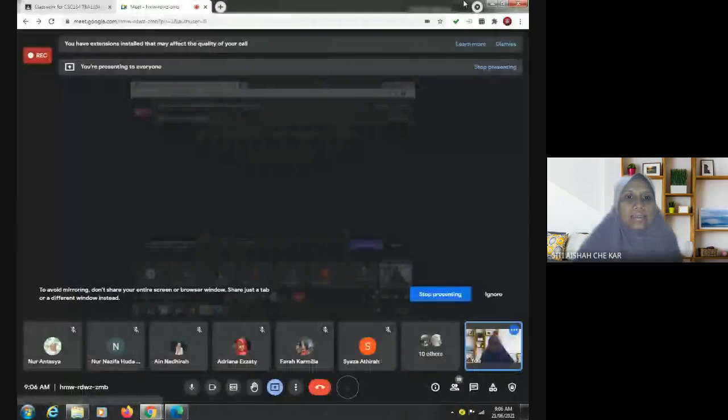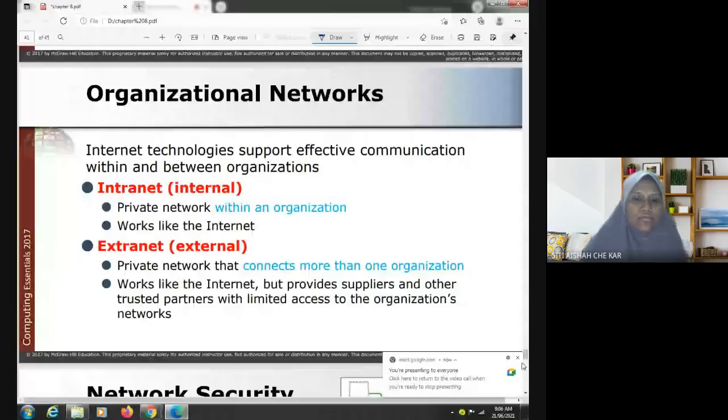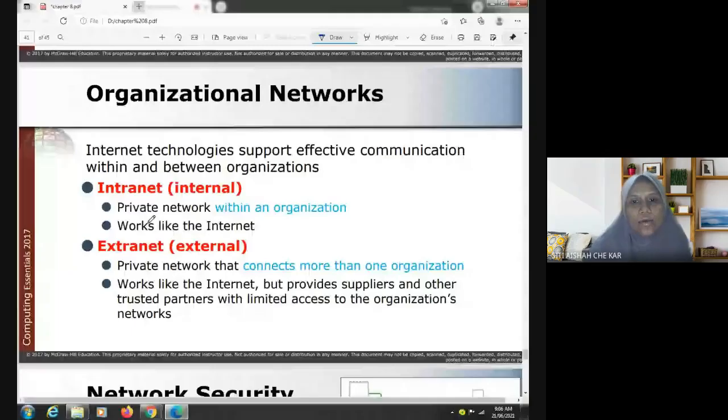We go last, organization network. So we have two types, intranet dengan extranet. So biasanya intranet ni within an organization. Extranet ni biasa we want to communicate with other outside lah.